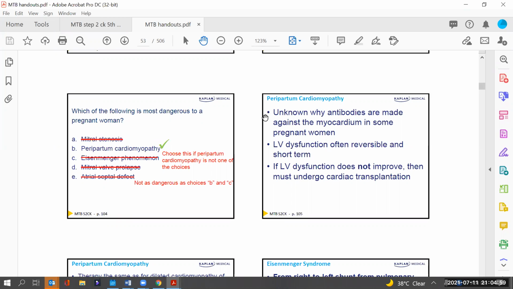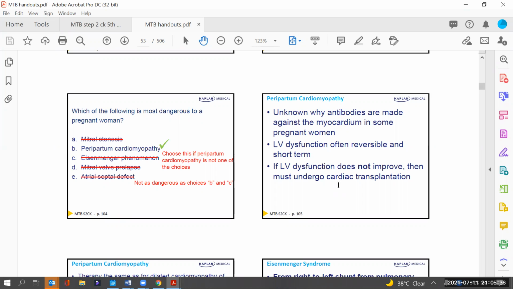It is unknown why antibodies are made against the myocardium in some pregnant women. So antibodies start being made even before delivery of a patient. During pregnancy, these antibodies are formed against the myocardium, against the heart. There will be left ventricular dysfunction, often reversible and short term. If left ventricular dysfunction does not improve, then the patient must undergo cardiac transplantation. But usually what happens is that there is LV dysfunction, but it's reversible.